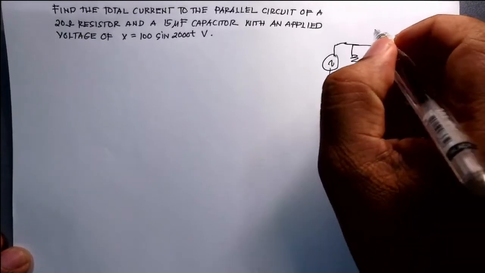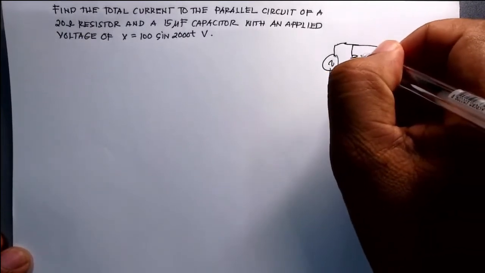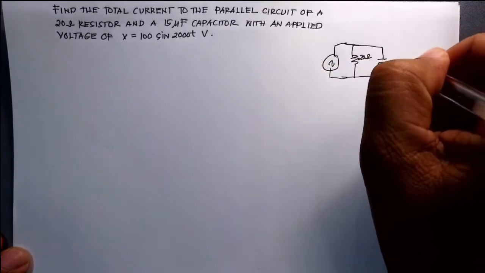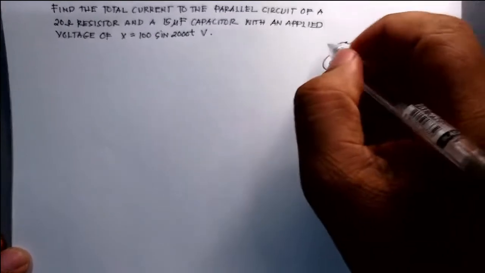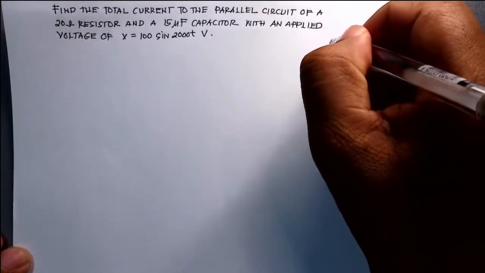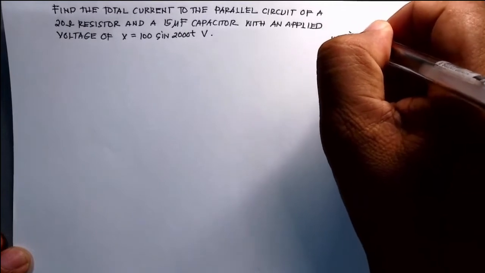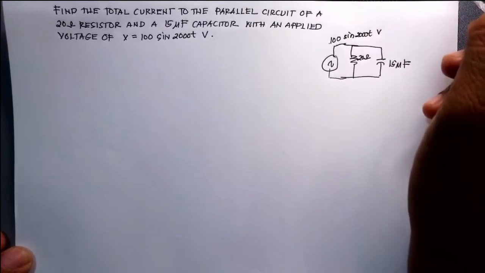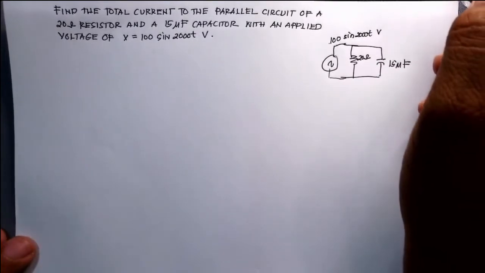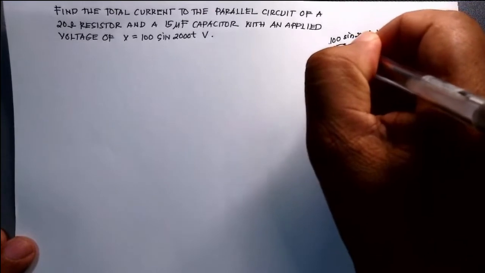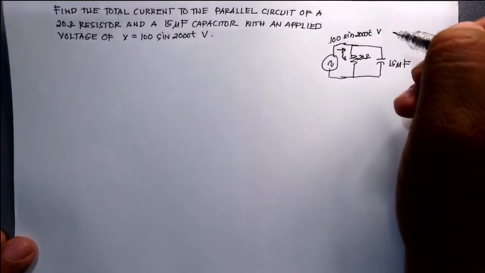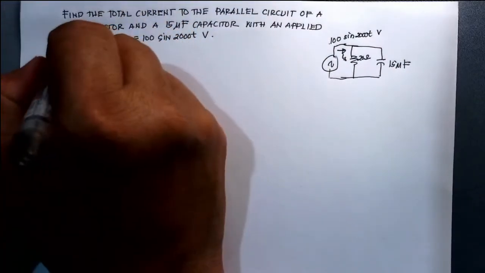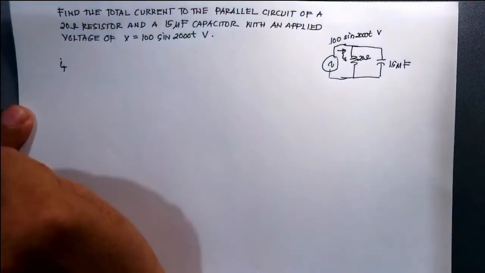Again, our resistor is 20 ohms and the capacitor is 15 microfarad, and our voltage supply here is 100 sine 2000t volts. So we are tasked to find the total current. So what will be the total current here? I sub t. Okay, so to get I sub t.